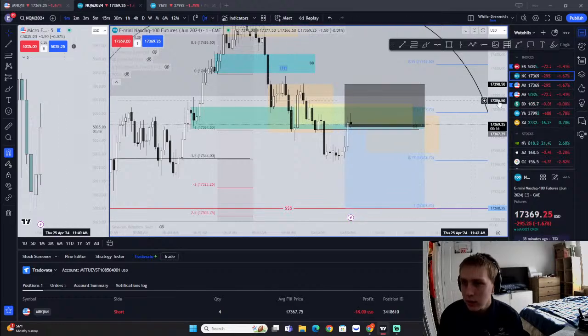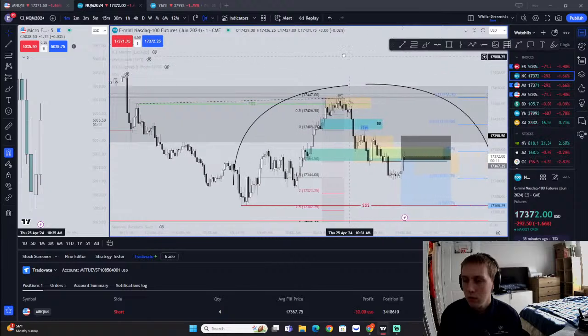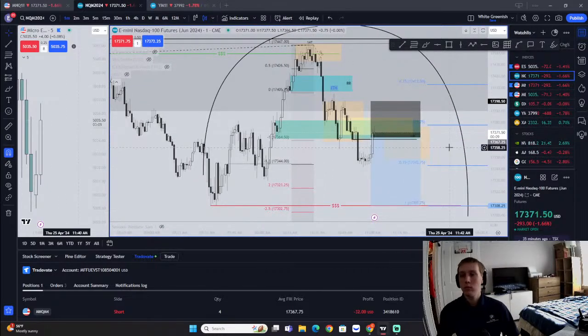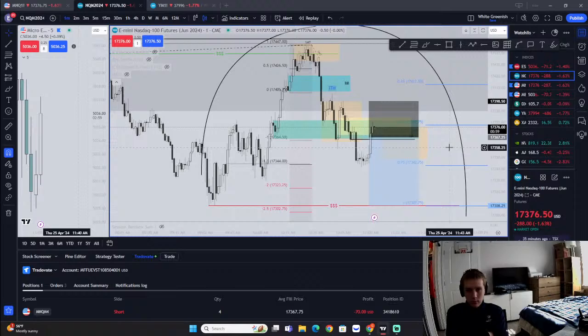Really like this. Second stage of redistribution. We have multiple PD arrays holding us up here. 1 minute inverse. We also have order blocks. But I'm mainly playing this off that mitigation block we're within.